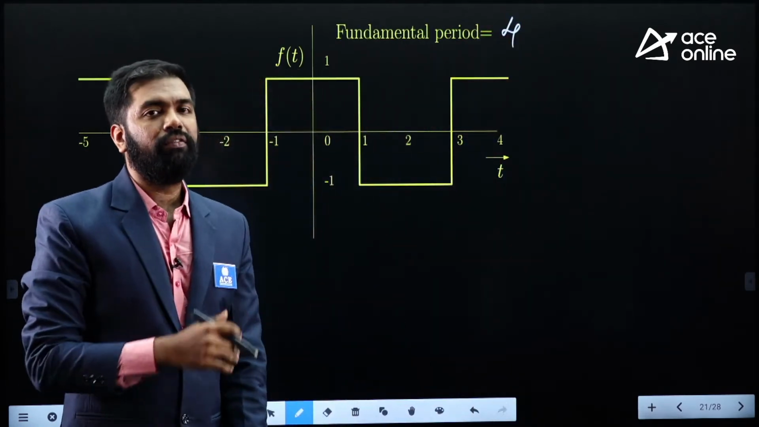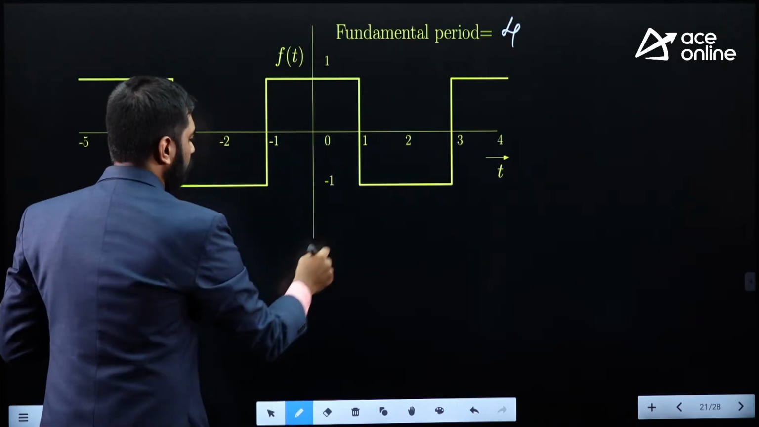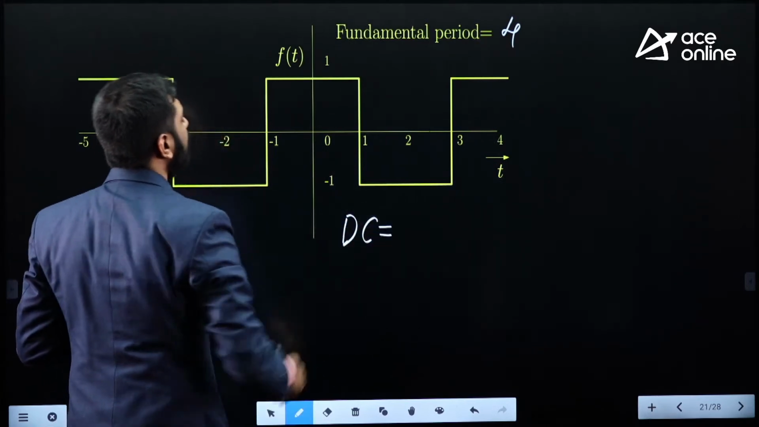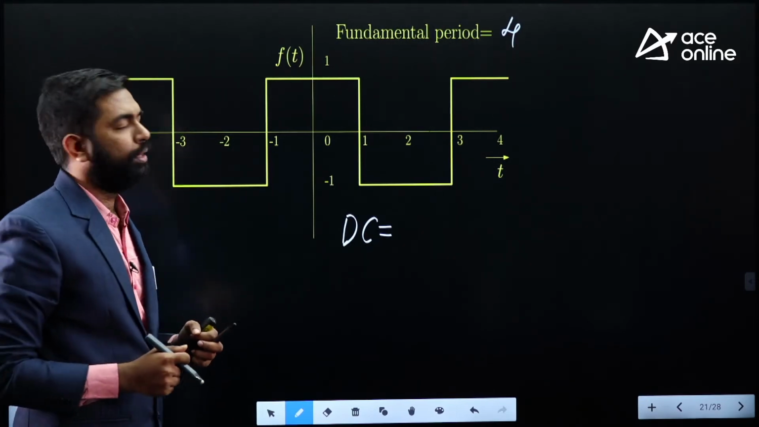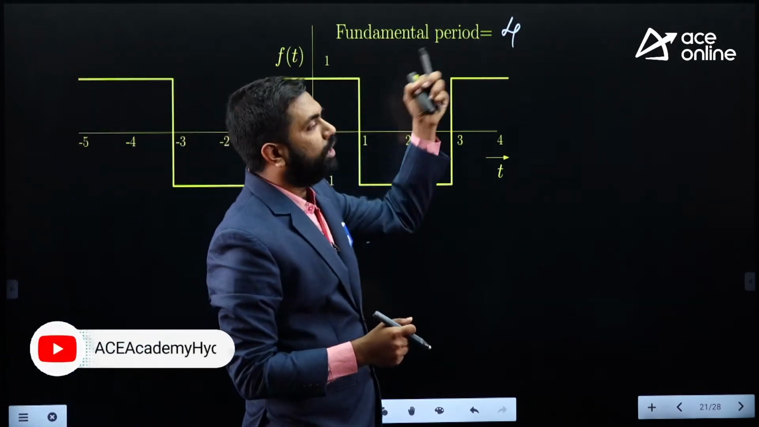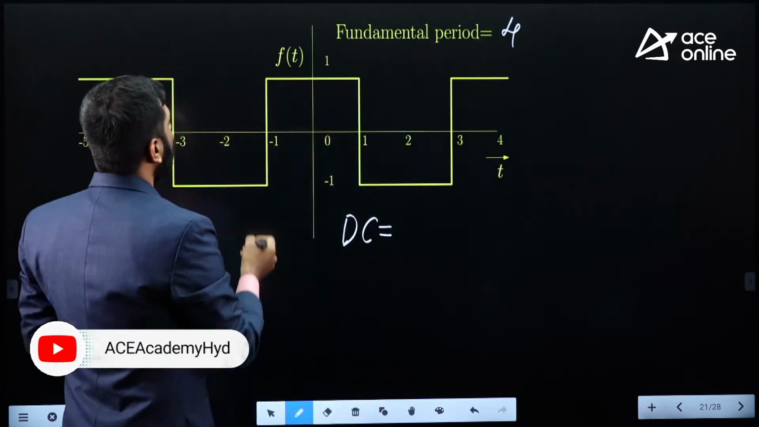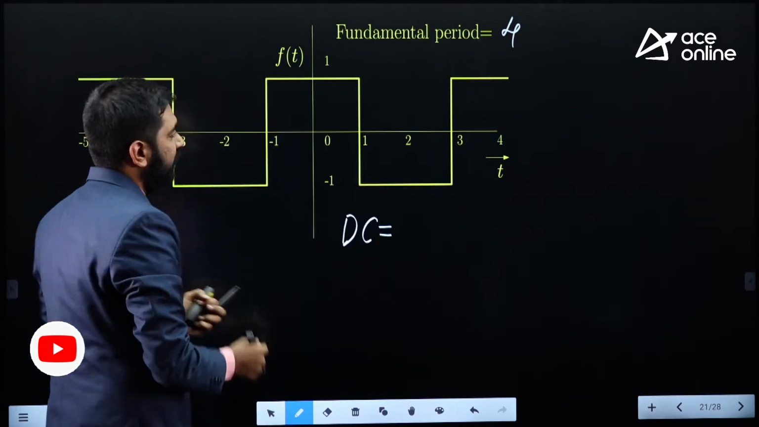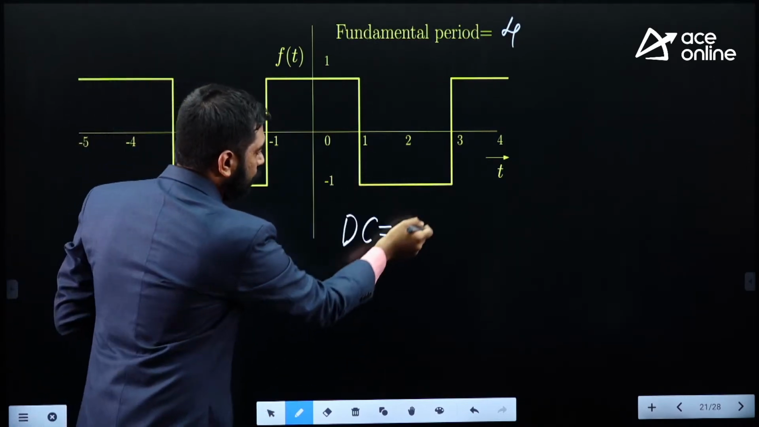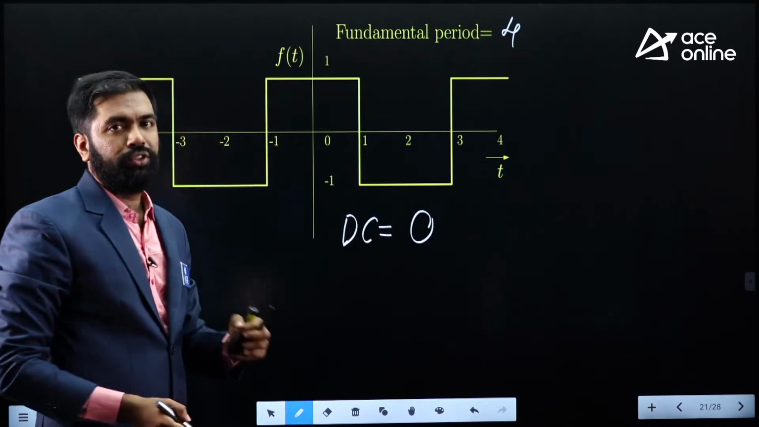Let's find the DC value. So how do you find the DC value? To find the DC value, you have to integrate this function in one fundamental period. So we understood that the fundamental period is 4 units. Now when I try to integrate this, this is like a positive peak, this is like a negative peak. They cancel out and what you get is 0. The DC value is 0.